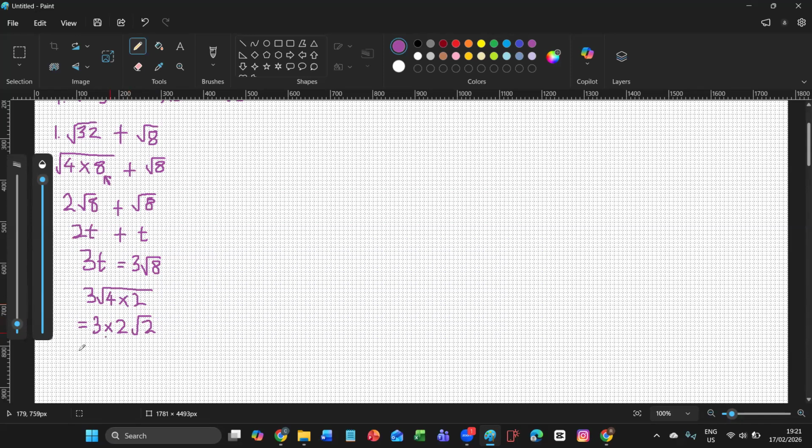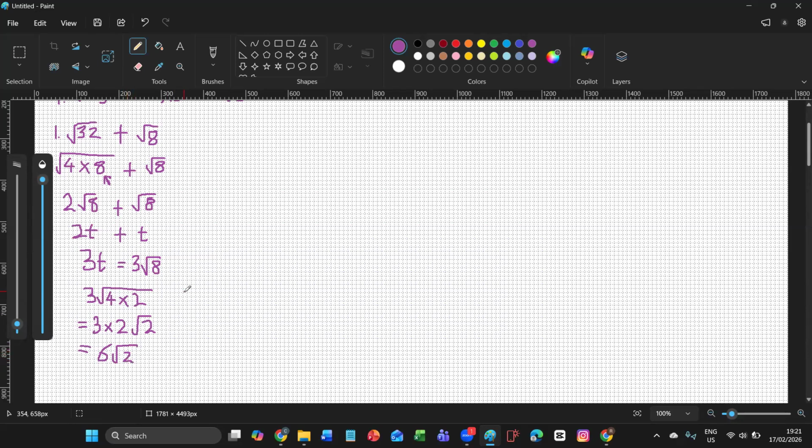Okay. So what do you see happening outside there? The 3 that was already there will multiply the 2 to give me what? 6. So the final answer will be what? 6 root 2. Okay. So now this was what I wanted to tell you.